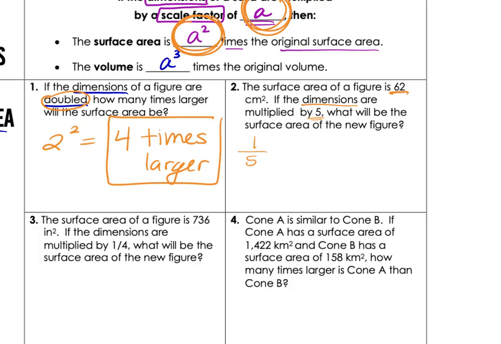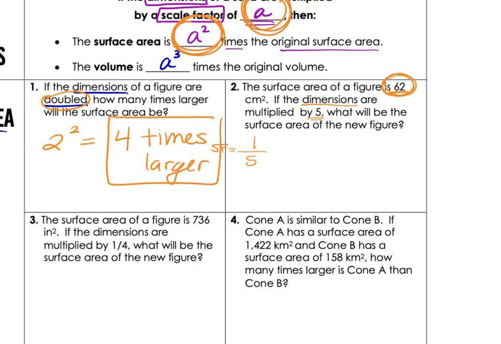Okay? If that's the case, that currently is your scale factor. Okay? You could say it's a scale factor of 5 if you flipped it over. Same thing. They're telling us the surface area of the original figure is 62. What's the surface area once the dimensions changed? So what do we need here? Currently we have a scale factor. What do we need?